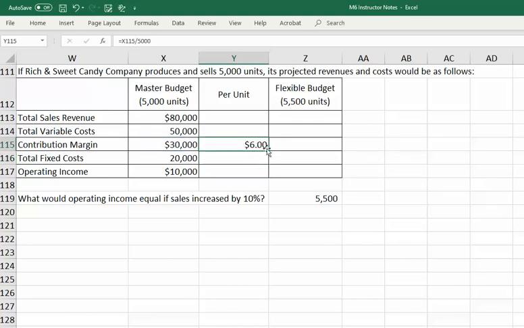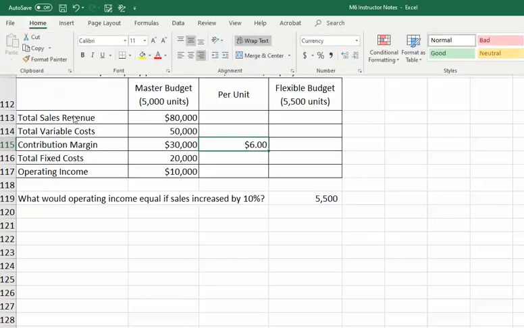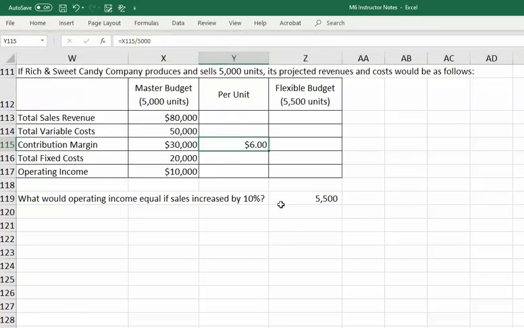Whenever you use Excel, you should make sure that you have enough decimal places. In other words, it rounds automatically. So to increase your decimals, you go home and then you go to the format, and this increases it and this decreases it. Anyway, $6 is what I have here.